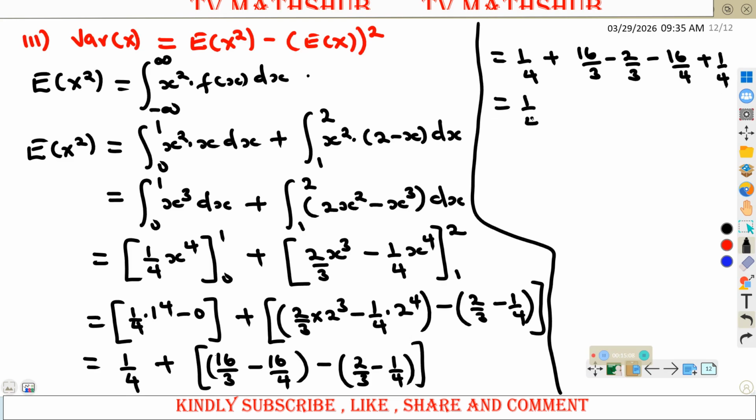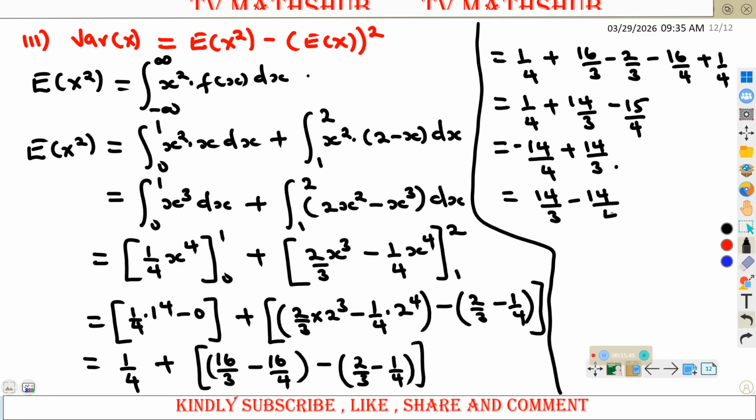So I'm having 1 over 4 plus this one here, the LCM is the same. So I will simply subtract this and this, which is 14 over 3. And then this with this, I can see this is minus 16 plus 1, that is minus 15 over 4. So this is same as having a quarter minus 15. This is minus 14 over 4, and then plus 14 over 3. So we'll get 14 over 3 minus 14 over 4.